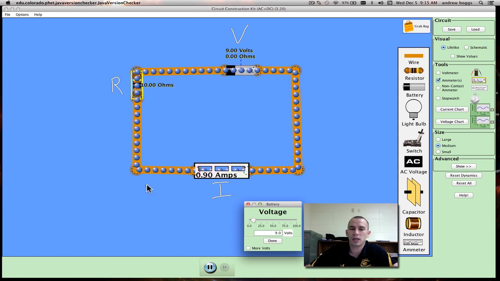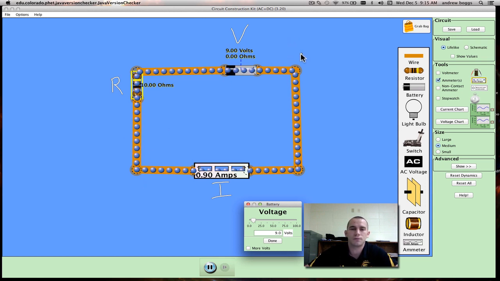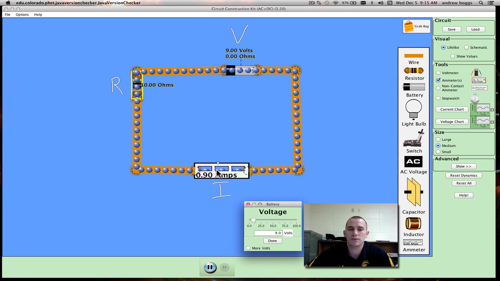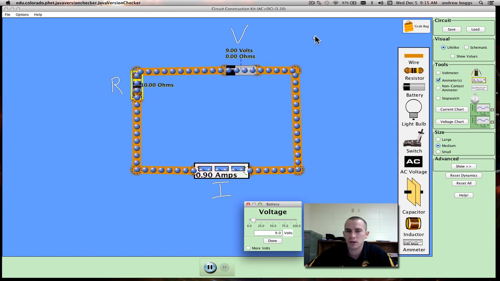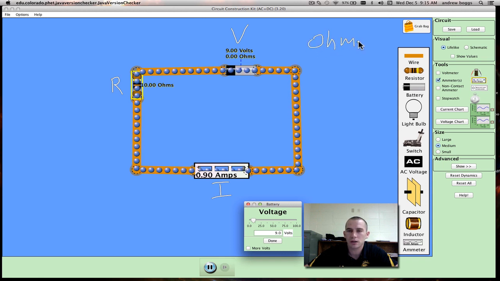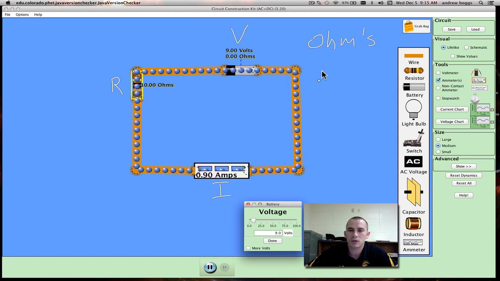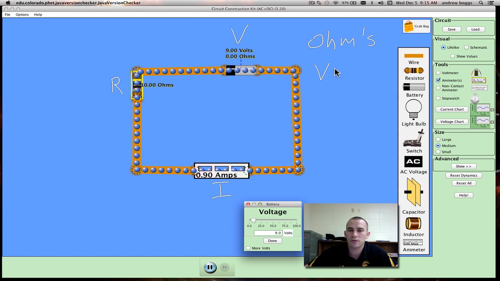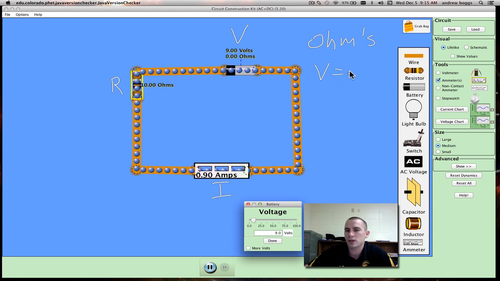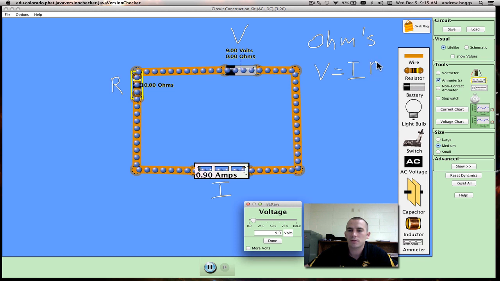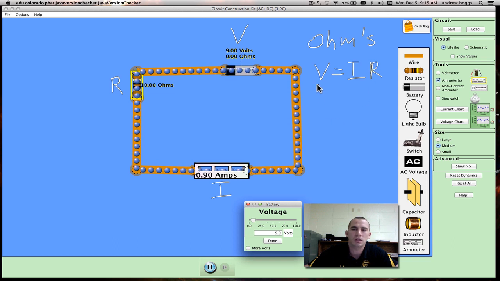And so now we can talk about Ohm's law, now that we have these three things in our circuit: resistance, voltage, and current. Ohm's law, we spell that O-H-M. If we wrote out the formula for Ohm's law, it's voltage equals current times resistance. In the book it might be rearranged a little differently, but it's the same thing.